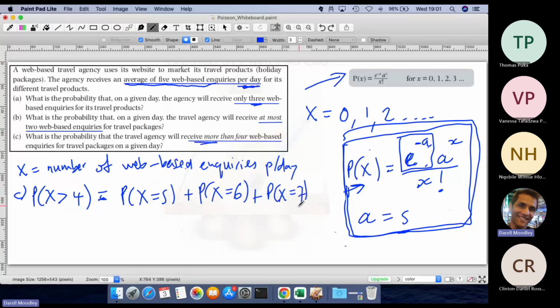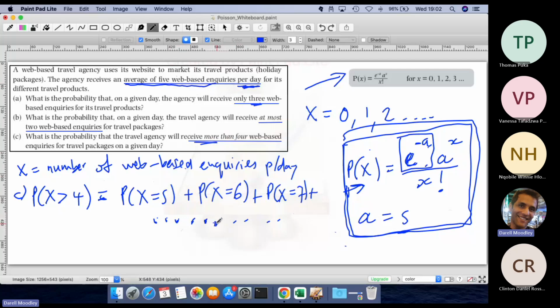Now you may wonder, where does this stop? And that's the unfortunate thing, this doesn't stop. This keeps going all the way to infinity, because for a Poisson distribution, you can have an unlimited amount of occurrences within a given time. There is no upper limit. In other words, there is no limit to how many inquiries you can have on the system for this problem. You're looking at web-based inquiries, so there's an unlimited amount of web-based inquiries that you can have in a day.